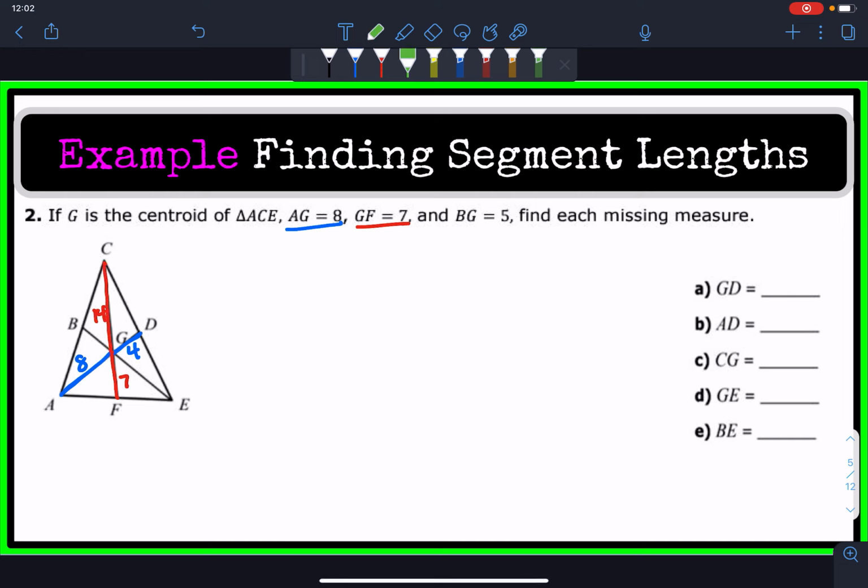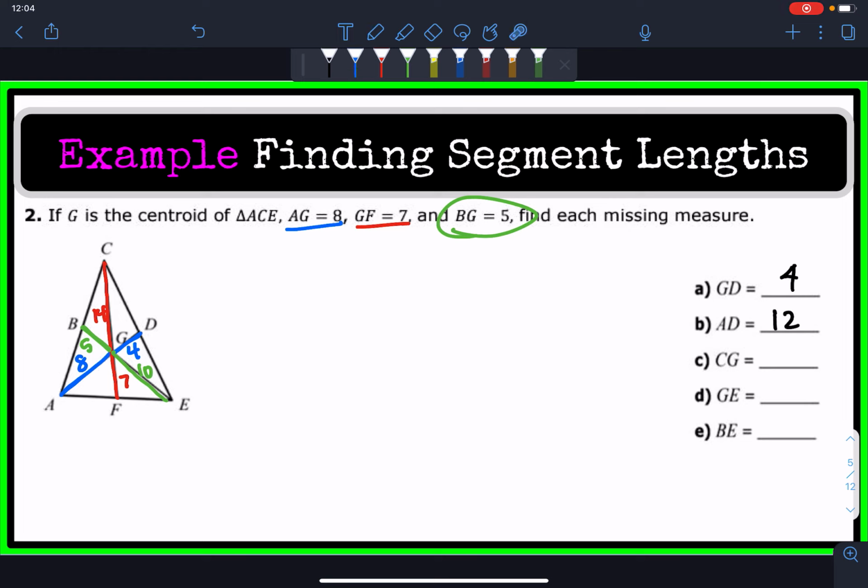And finally, we're told that the distance from B to G, which again is the shorter end of this median, is equal to 5 units. So the longer end of that median would be 10. So with that information, let's fill in the blanks now. GD is equal to 4. G to D, that's 4. A to D, which again would be the entire median, we'll add 8 and 4. So the answer is 12.